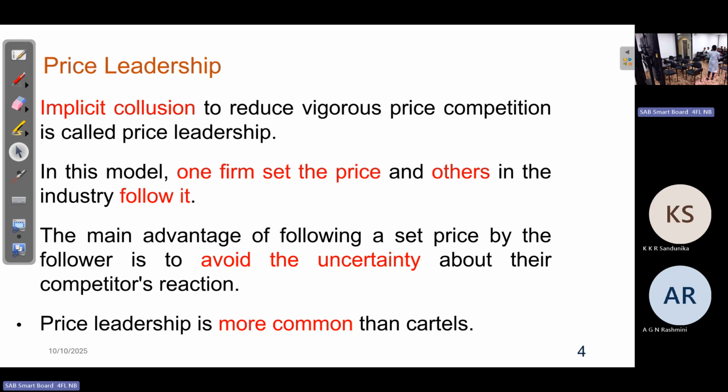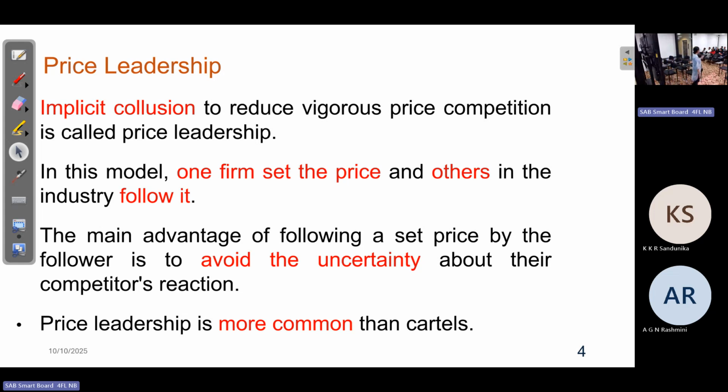Instead, they all agree to limit the competition by selecting a fixed price, which is set by the leader. So in this model, one firm sets the price and others in the industry follow. The main advantage of following a set price for the follower is to avoid uncertainty about the competitors' reactions. Price leadership is more common than cartels. Among the two examples of oligopoly, price leadership is more common.